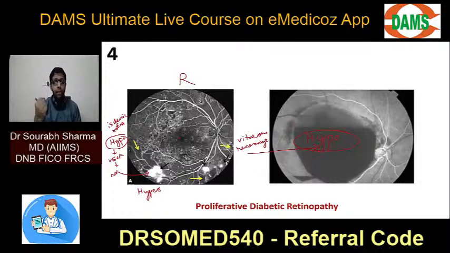So new vessels, ischemic retina hypo, new vessels hyperfluorescence, vitreous and pre-retinal hemorrhage hypofluorescence. Vitreous hemorrhage is blocking everything in the retina and new vessels. So hypofluorescence also comes in proliferative diabetic retinopathy.